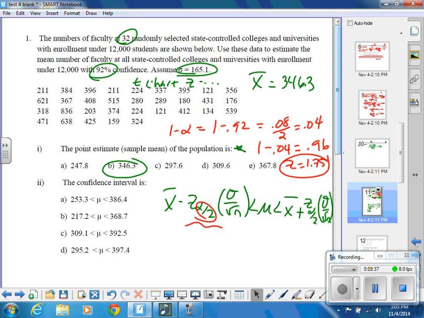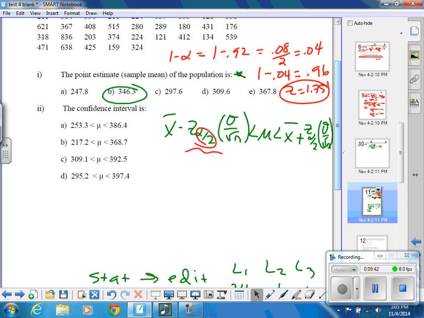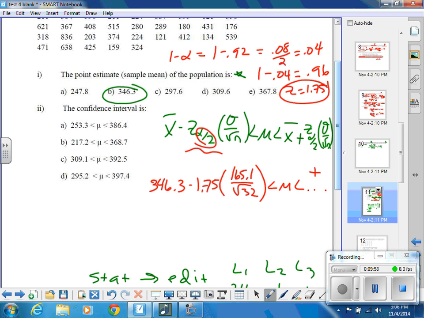Now that I have that, I have everything for my formula. My x bar is 346.3 minus my z, 1.75, times my sigma, which they gave me in the problem, 165.1, all over the square root of 32, that's my n, is in between mu, and then I have the same thing except it's a plus. I punch all this into the calculator, and I get 295.2.